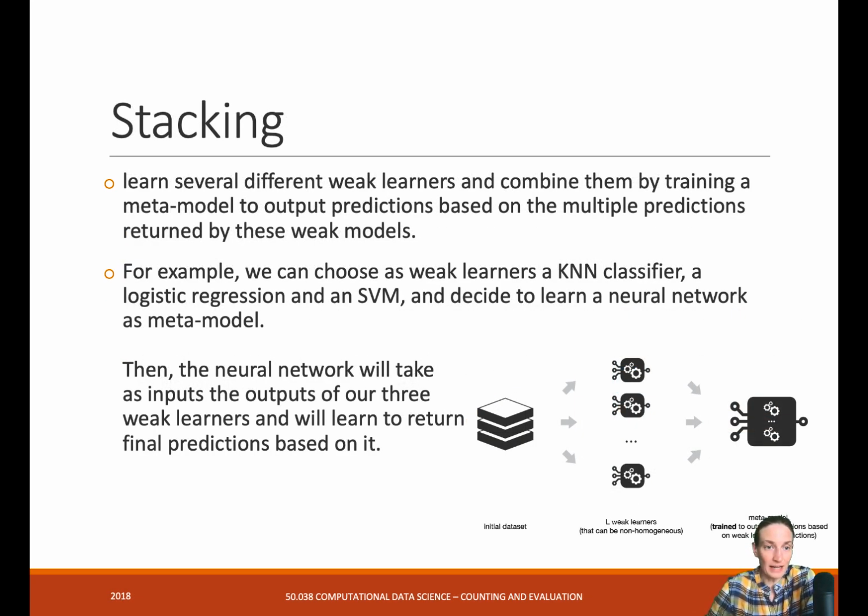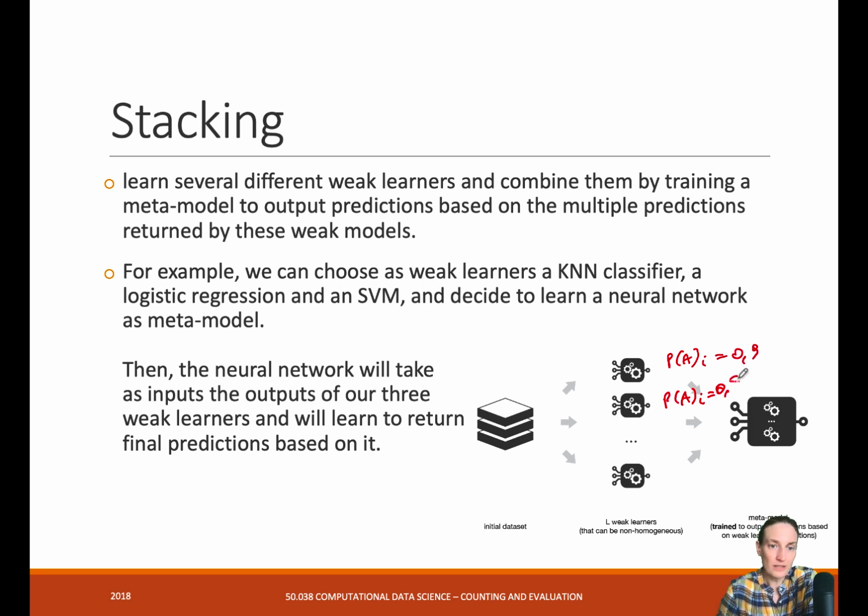Finally, we have stacking. Stacking learns several different weak learners and combines them by training a meta model to output predictions based on the multiple predictions returned by these weak models. In this case, instead of looking at the final class, A or B, we're actually going to take the probability of A and the probability of B, and using that as input, we're going to learn another model that will output the final prediction.